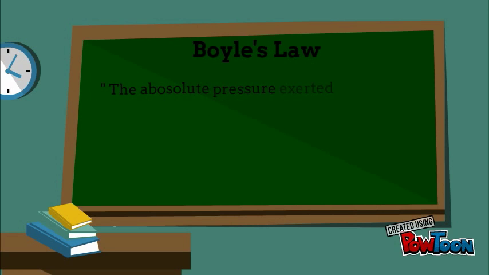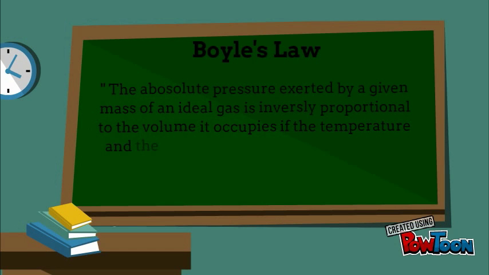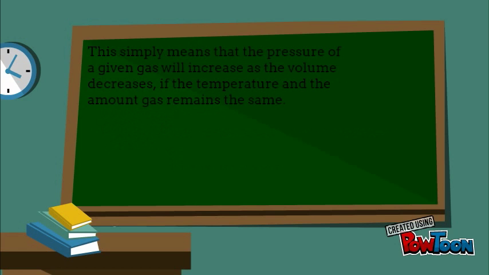The first gas law, Boyle's law. Boyle's law states that the absolute pressure exerted by a given mass of an ideal gas is inversely proportional to the volume it occupies, if the temperature and the amount of gas remain unchanged within a closed system. This simply means that the pressure of a given gas will increase as the volume decreases, if the temperature and the amount of gas remain the same, as shown on the graph on the right.